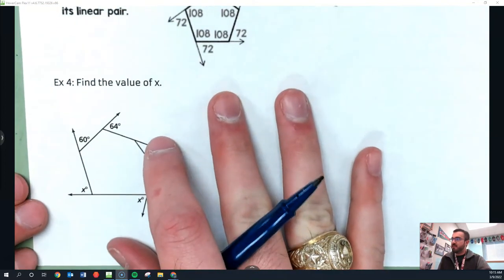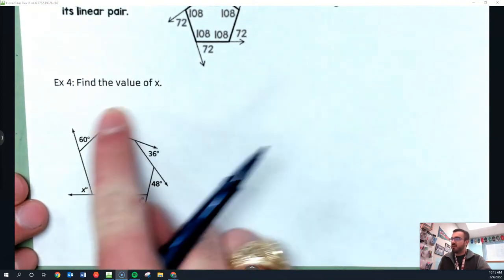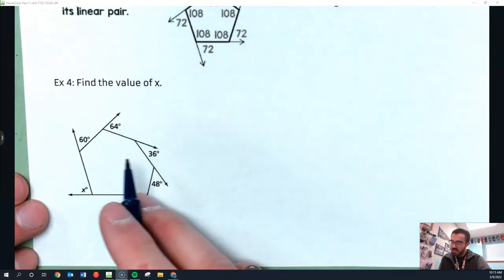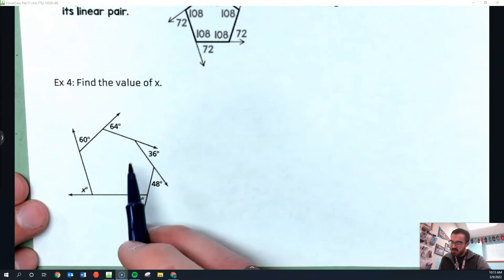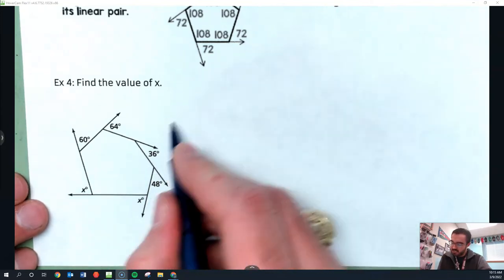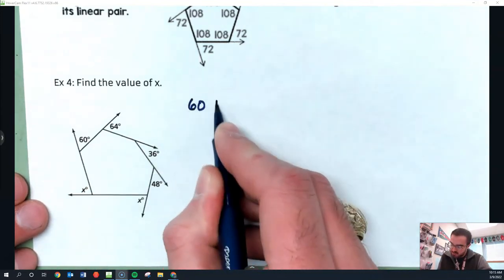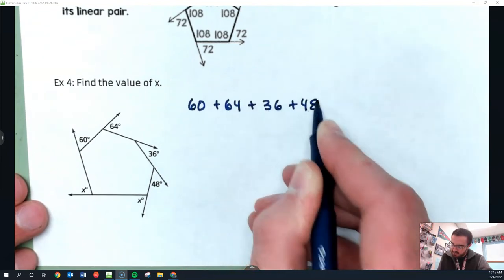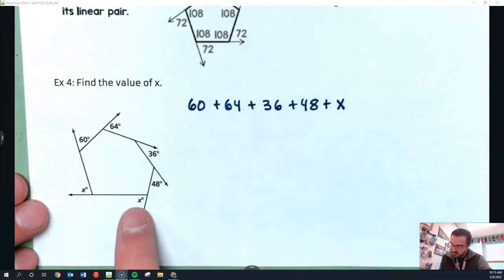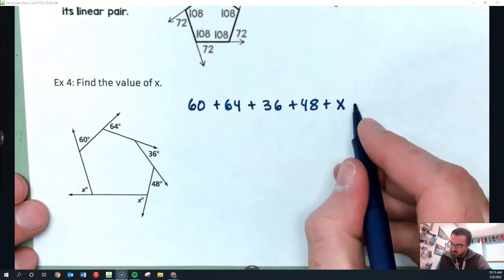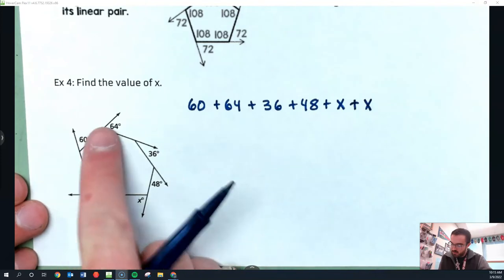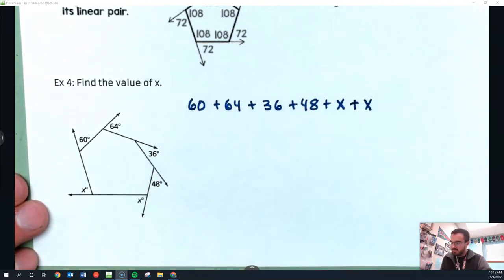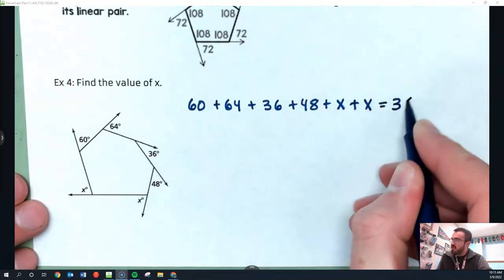So example four, we're saying find the value of x. Well, if we know that all of the exterior angles add up to 360, let's just start adding them up. So 60 plus 64 plus 36 plus 48 plus x. But then we need to add another x. Don't forget the other x. So we had 1, 2, 3, 4, 5, 6 sides. Remember, they're all going to add up to 360.